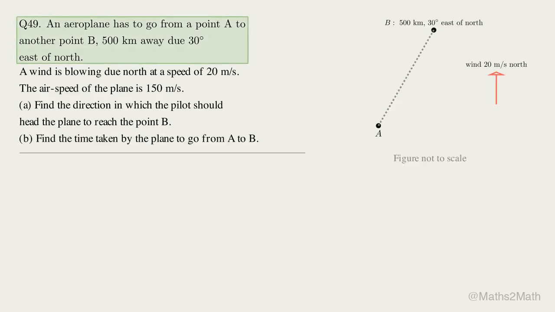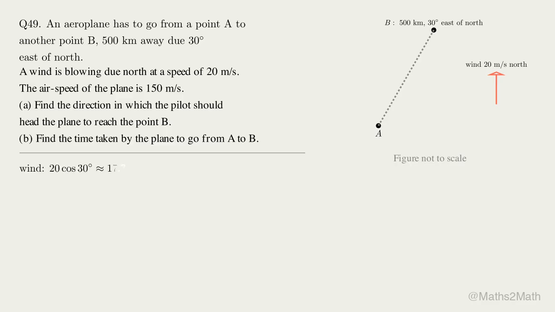Question 49. A plane must fly 500 kilometers, 30 degrees east of north, in a 20 meter per second north wind, with airspeed 150. Find the heading and the flight time. What does this mean? The wind's component across the track must be cancelled by heading slightly into it.